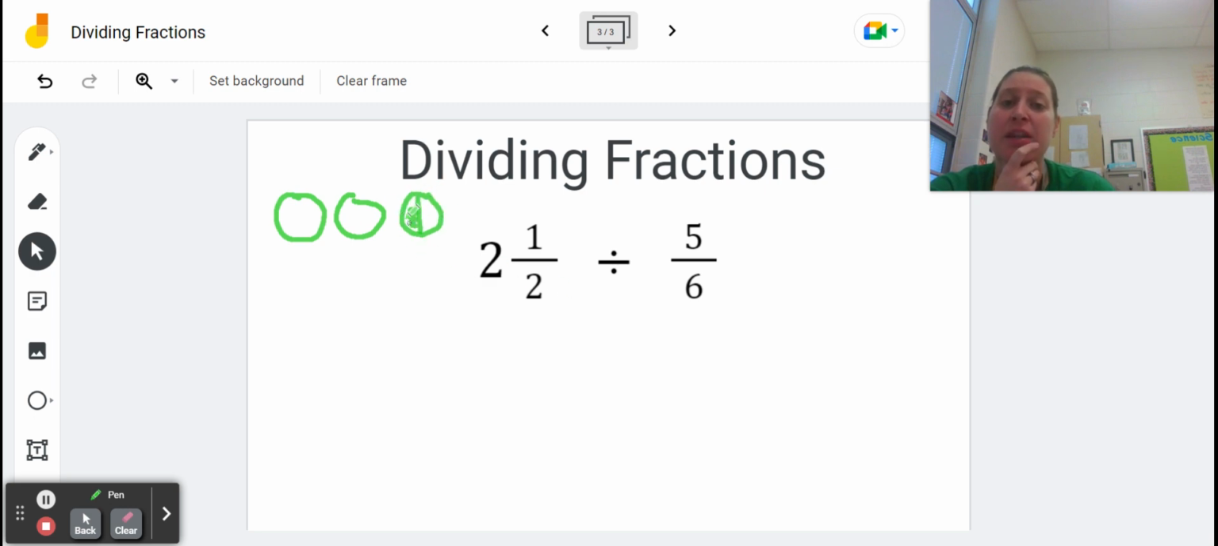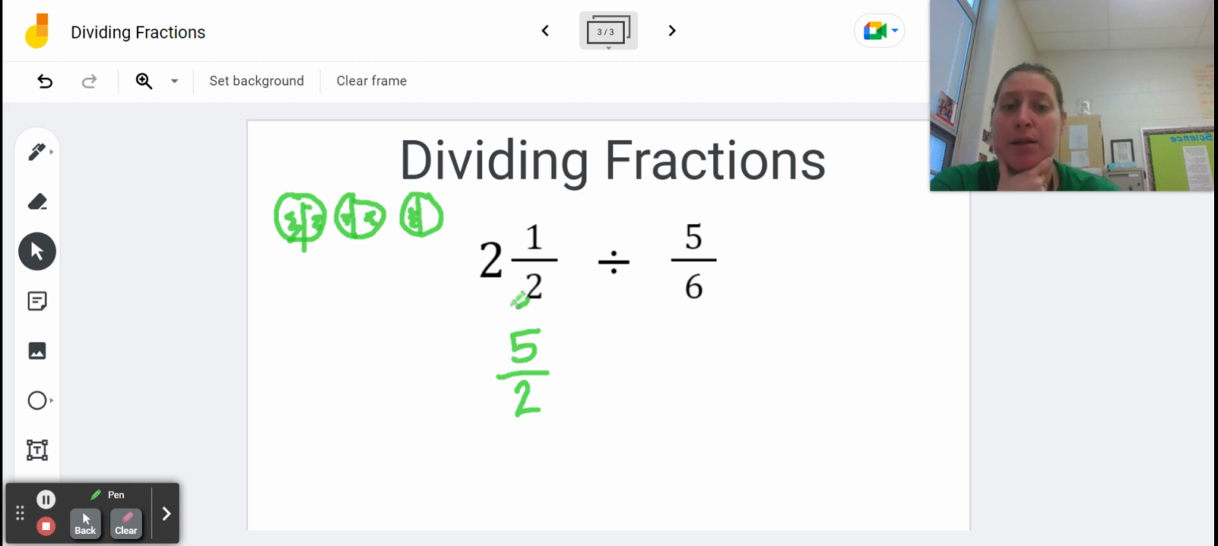So if I split these both into halves, I'm going to ask how many halves do I have to be able to turn this into an improper fraction. So I have 2 wholes plus 1/2. So I have 1, 2, 3, 4, 5 halves. So I have 5 over 2. I have 5 halves. There's also a simpler way to turn mixed numbers into improper fractions.